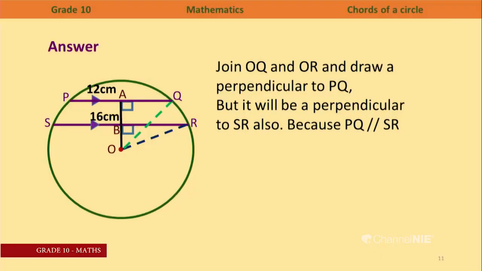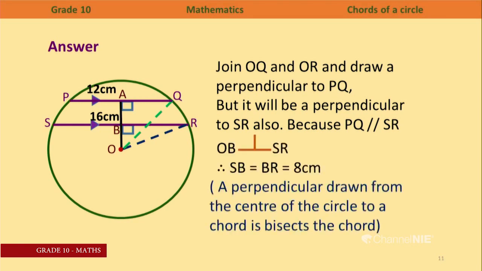Look at the diagram and you can see the right angle triangle OAQ, and you can see the right angle triangle OBR. If you have a right angle triangle and you know two sides of it, you can find the other side using the Pythagoras theorem. Let's see how we do that. Here you can see it clearly.